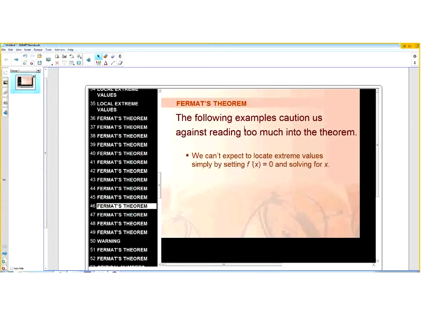Okay, so now you have to be careful when you apply the theorem. We can't expect to locate extreme values simply by setting f prime of x equal to 0 and solving for x. That would of course be the case of y equals x cubed. If y is equal to x cubed, then y prime is equal to 3x squared. And of course, y prime is 0 at x equals 0, but we know that the origin is not a local min nor a local max for y equals x cubed.